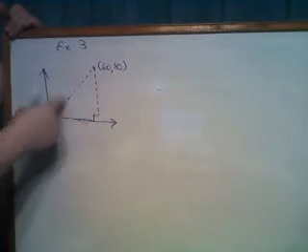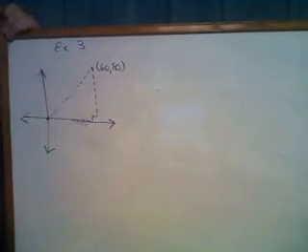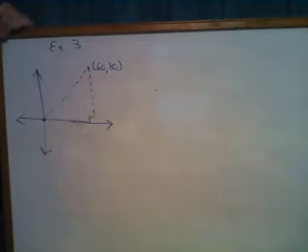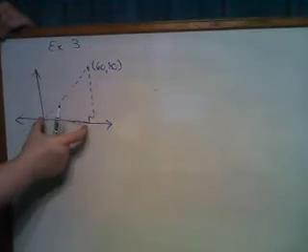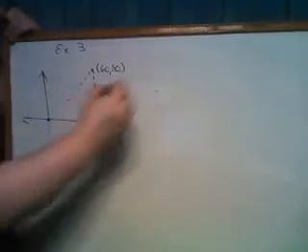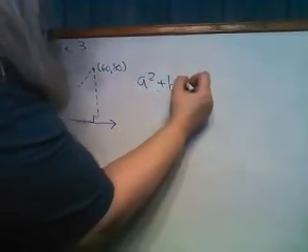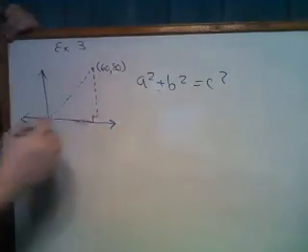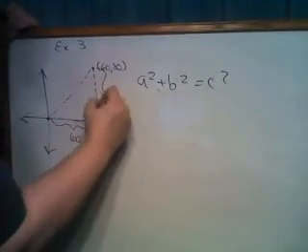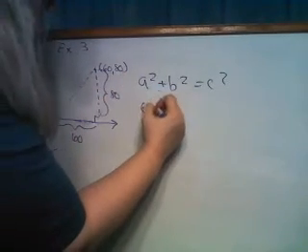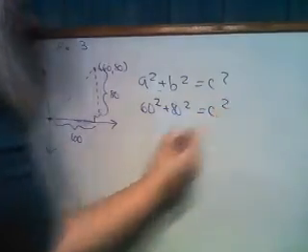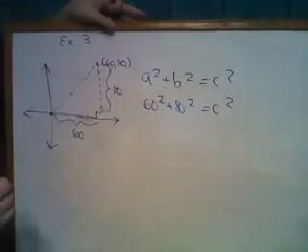You want to know from here to here, what's the distance? Well, think about it. We don't move diagonally on the coordinate plane, so you can't measure that. However, if you take the horizontal and the vertical distance and use the Pythagorean theorem, you'll find the hypotenuse. This part's 60 and this part's 80. So I'm going to do 60 squared plus 80 squared equals C squared.